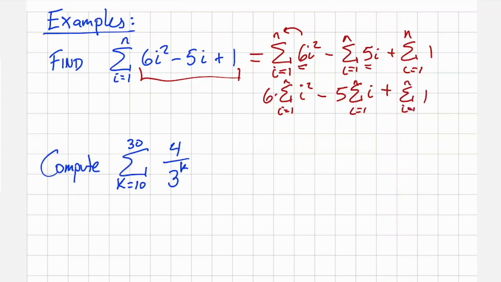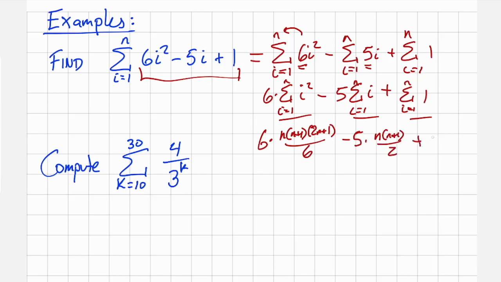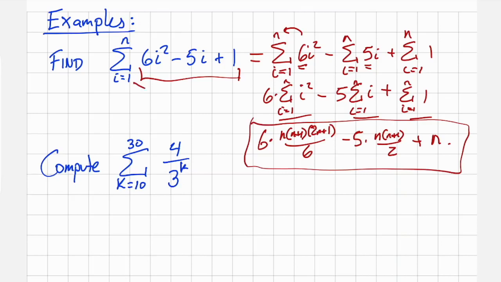Now, each of these three summations are the special sums that we saw in the last video, and so we can write the answer as 6 times n times n plus 1 times 2n plus 1 over 6 minus 5 times n times n plus 1 over 2 plus n. And so this is an expression that evaluates this sum. Let's do one more example.